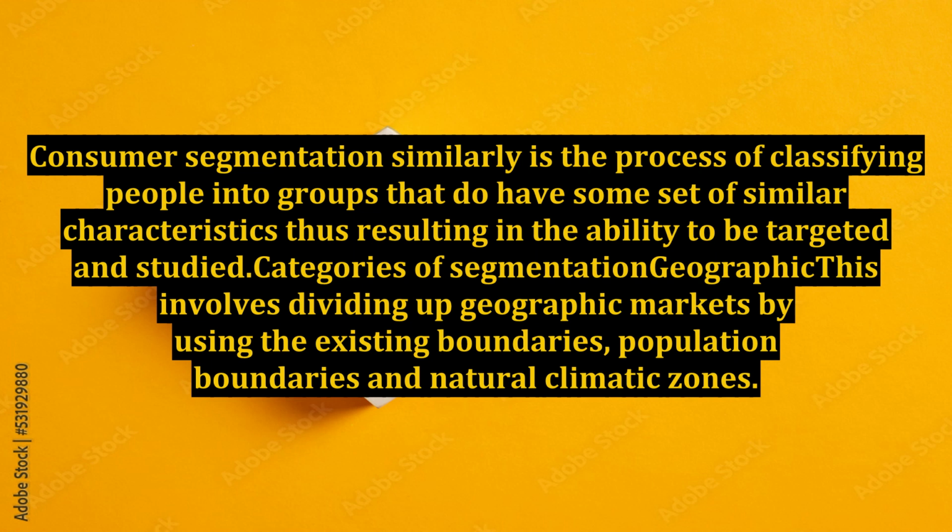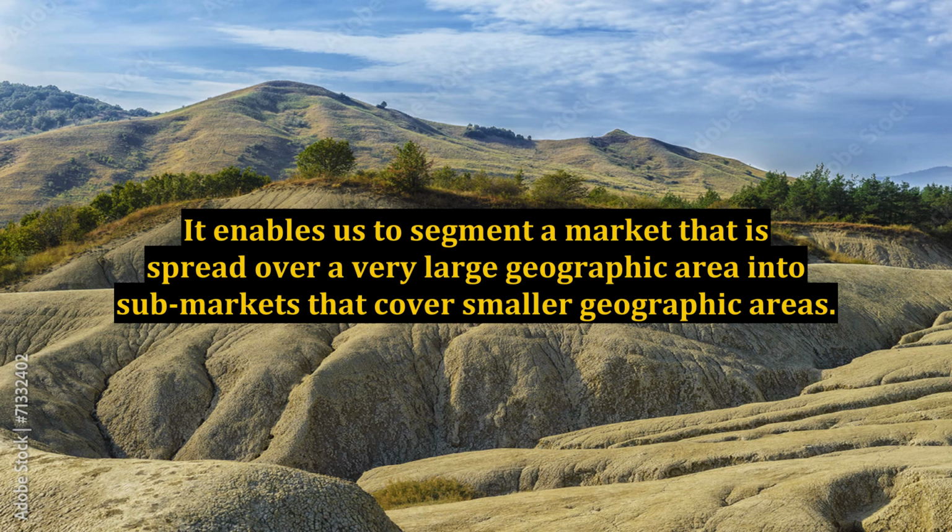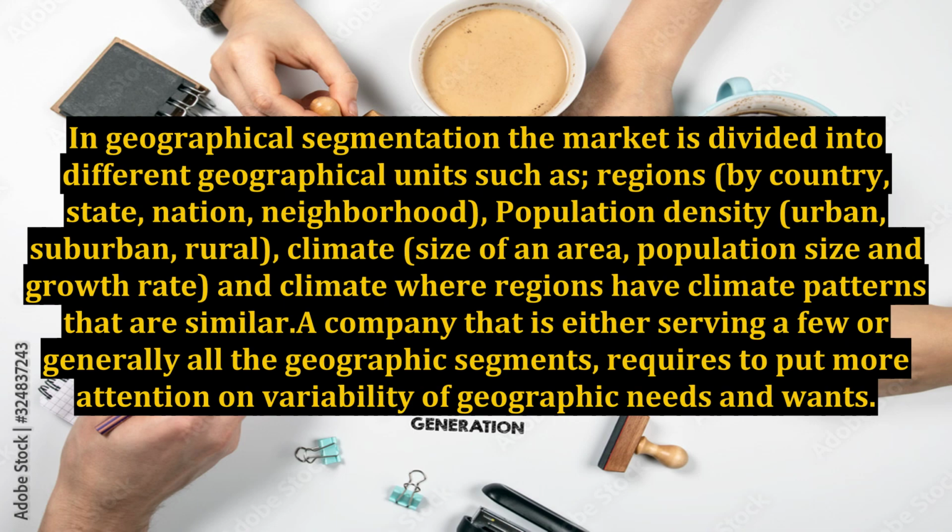Categories of segmentation. Geographic. This involves dividing up geographic markets by using the existing boundaries, population boundaries, and natural climatic zones. It enables us to segment a market that is spread over a very large geographic area into submarkets that cover smaller geographic areas. In geographical segmentation, the market is divided into different geographical units such as regions, by country, state, nation, neighborhood, population density, urban, suburban, rural, climate, size of an area, population size and growth rate, and climate, where regions have climate patterns that are similar.